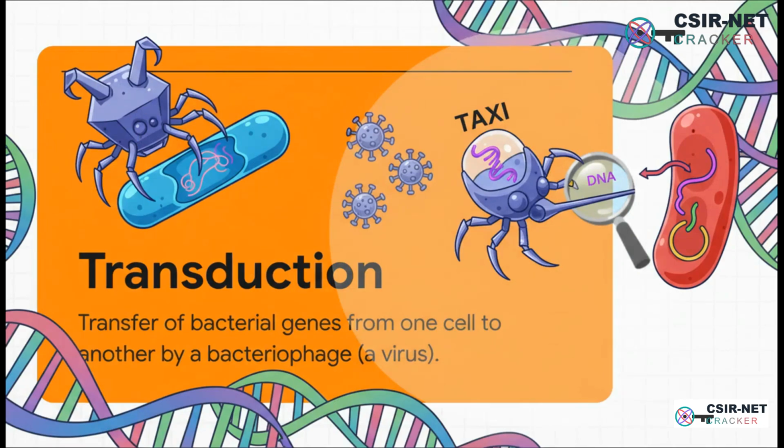And finally, we have transduction. Now, this one involves a middleman that has no idea it's even involved. A virus. A specific type of virus, a bacteriophage, infects a bacterium. When it starts making copies of itself, it sometimes accidentally packages up a piece of the bacterium's DNA. So when that new virus goes and infects another cell, it acts like a tiny little taxi service, delivering the old bacterium's genes to a brand new host.